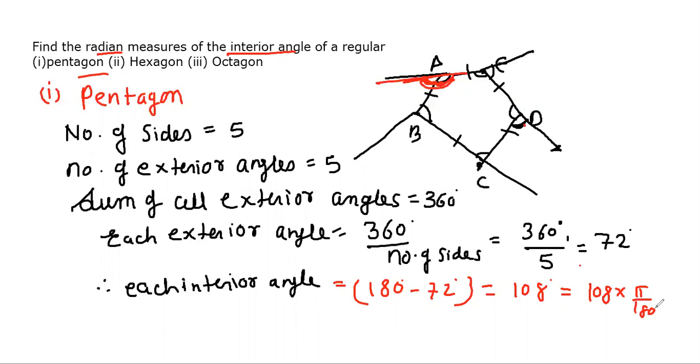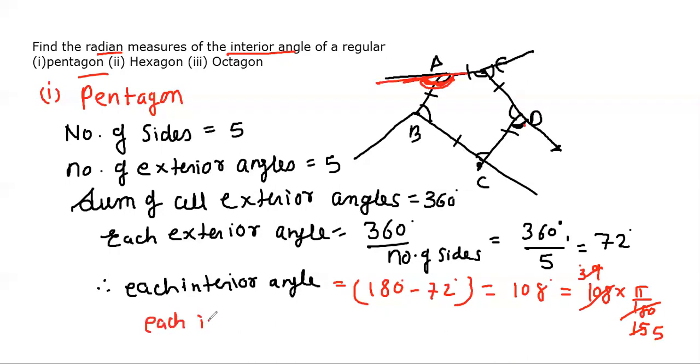We know that 180 and 108 both come in the table of 12. 12 nines are 108, and how many times in 180? 15. Very good, 15, beta. Can I cancel this again? 3 threes are 9 and 3 fives are 15. So what I am getting as the angle, I will write down here.